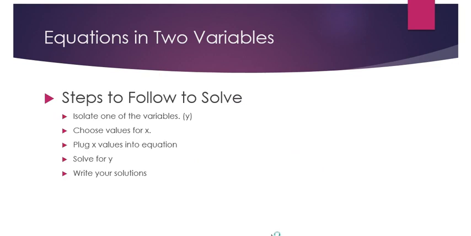Alright, so when you're solving equations in two variables, you want to isolate one of the variables that's given to you. Usually we solve for y. And then we're going to choose values for x. You can choose any values you want. I usually use easy values like 0, 1, and 2. Then you plug in your x values into the equation, solve for y, and you write your different solutions.